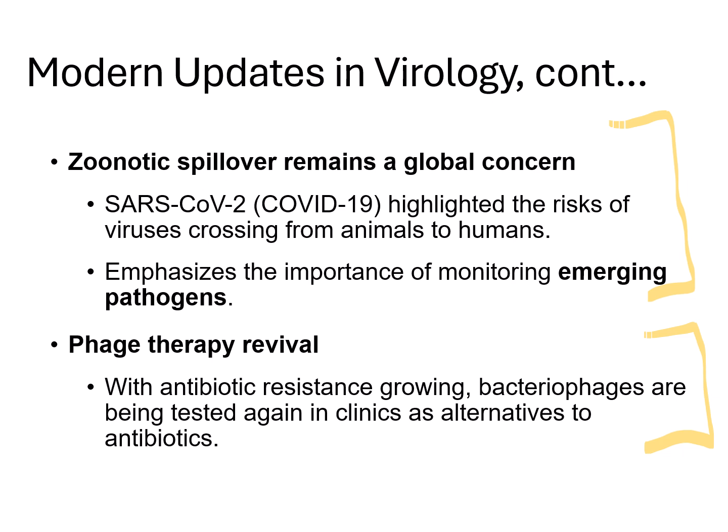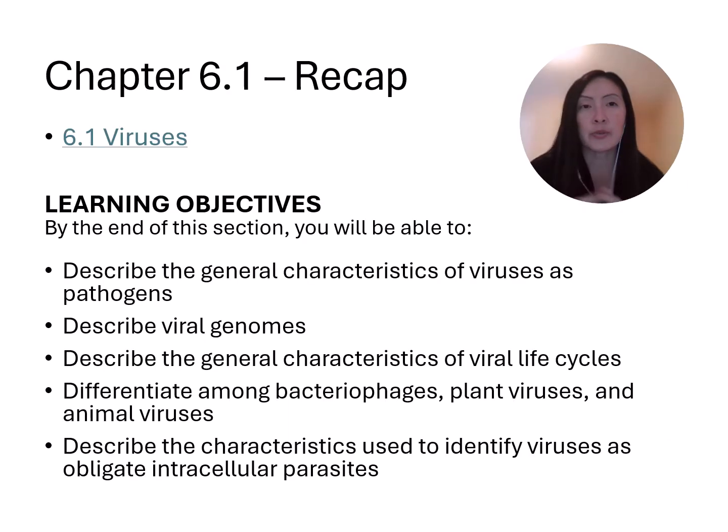All right, let's recap 6.1. General characteristics. They are acellular infectious agents, not made of cells. Viruses have to have a host cell to reproduce. Their genome is either DNA or RNA, but not both at the same time or within the same virus. They're surrounded by a protein capsid. Sometimes they have a lipid envelope, and they lack their own metabolism, right? Viruses depend on a host for replication.